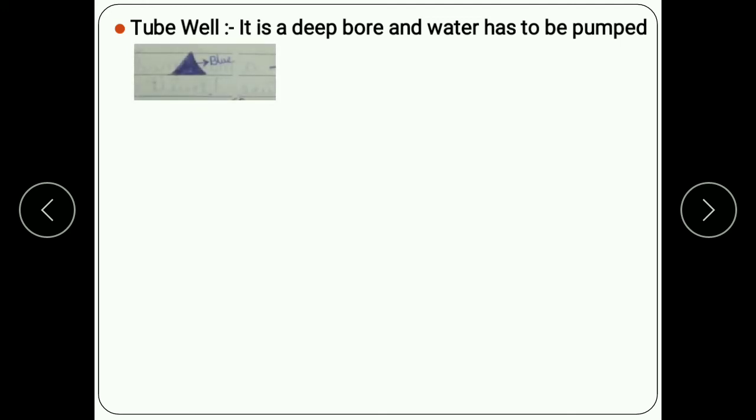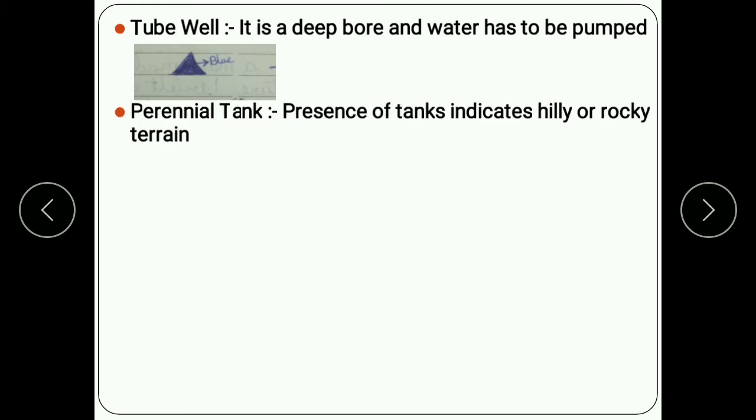Perennial tank. The presence of tanks indicates hilly or rocky terrain. Perennial tanks will be in the form of this. In the hilly areas only these are found, because almost all of our topographical map is dry region, so dry tanks are the most common. If it is showing any perennial tank, then we are sure we are looking at a hilly region.